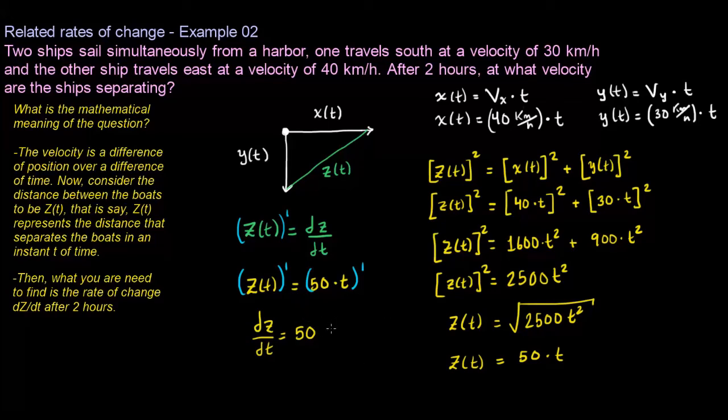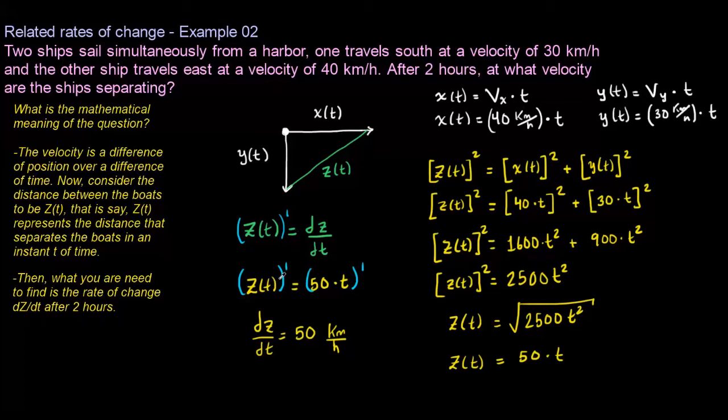Now this 50 has units. This is a rate of change of position over time, of distance over time. In this case it would be kilometers per hour, and this is actually the rate of change that we were looking for. But here we have to look for it after 2 hours.